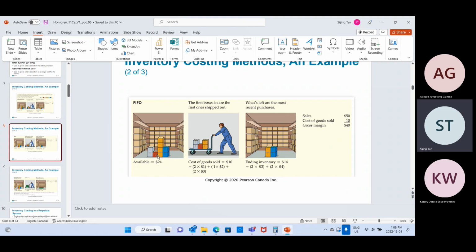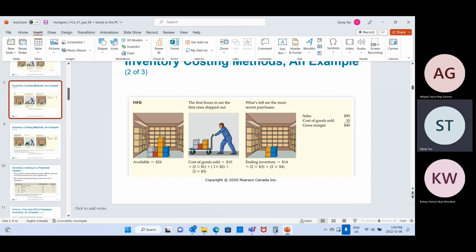So 2 times 1. The red goes second, so 1 times 2. And then 2 yellows go third, so 2 times 3. Then our cost of goods sold will be $10. Now, how much is the ending inventory? We use the calculation 2 times 2 yellow, 2 times 2 blue. That is the first in, first out method, which means the first to come in is always sold first.